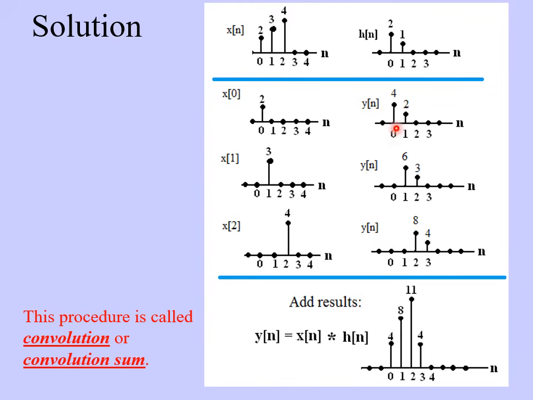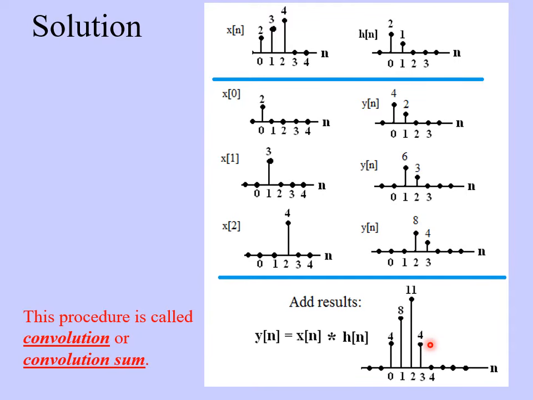So you can see when n is equal to 0, we have a 4, a 0, and a 0, which gives us a 4. When n is 1, we have a 2, a 6, and a 0. That gives us an 8 right here. When n is equal to 2, we have a 0, a 3, and an 8. 3 and 8 gives us 11. And then finally, when n is equal to 3, we have a 0 and a 4, which is the 4. So here's our final output. This is the answer to the problem. Our output is 4, 8, 11, and 4.